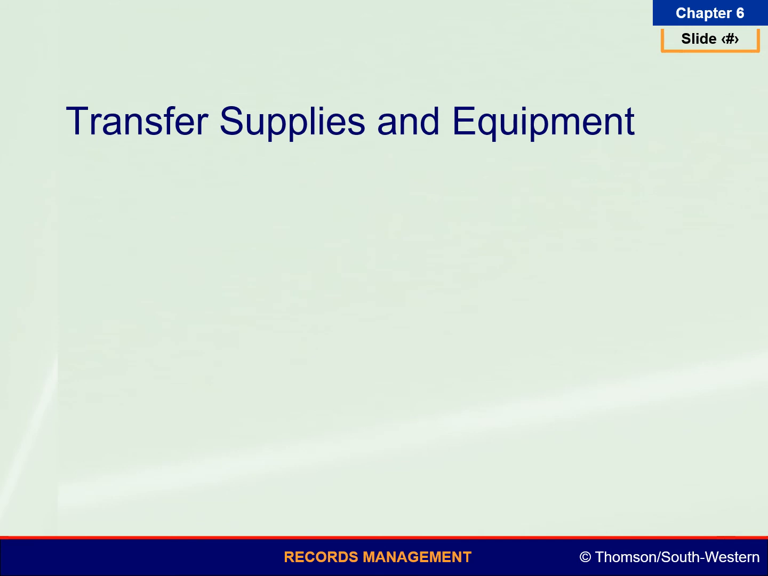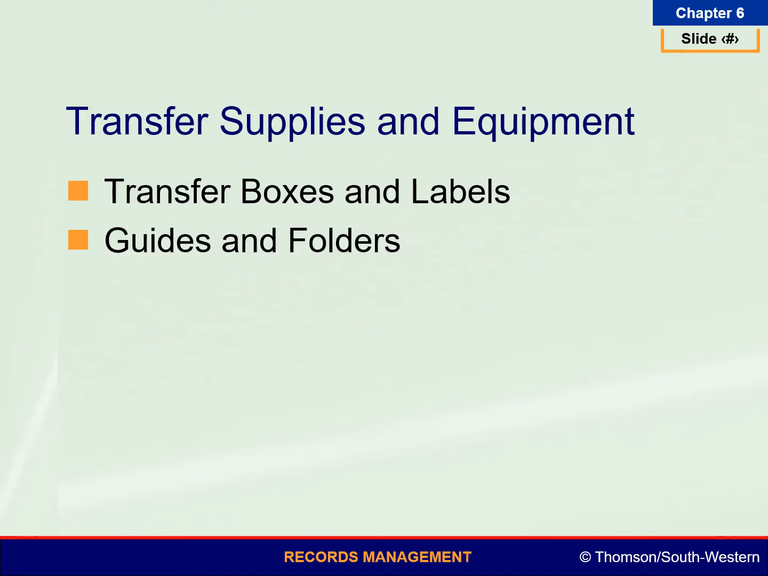So when we are moving the records, we need to have the supplies and equipment. There are 3 transfer supplies and equipment. First one is transfer boards and labels. Second, guides and folders, and last is equipment. Nanti we go through one by one.